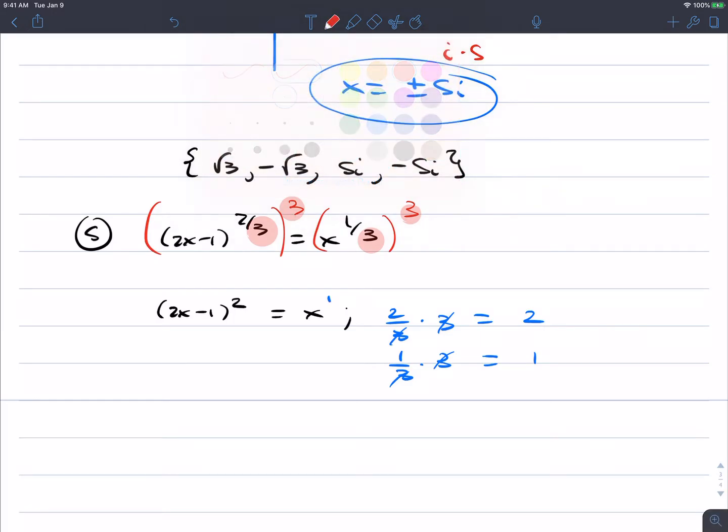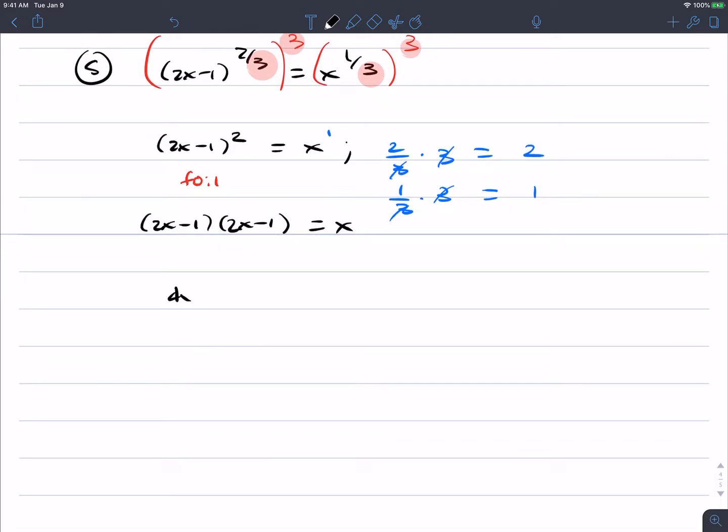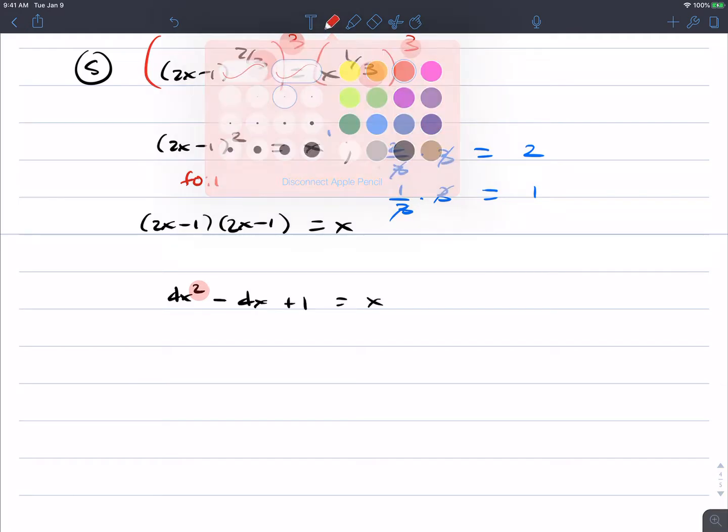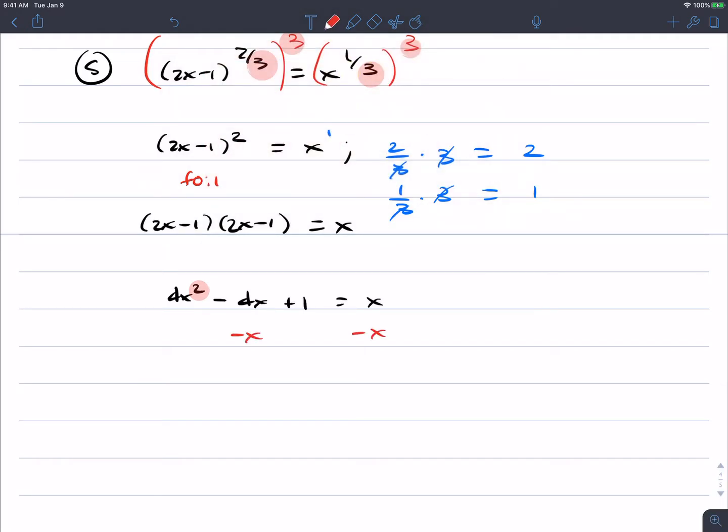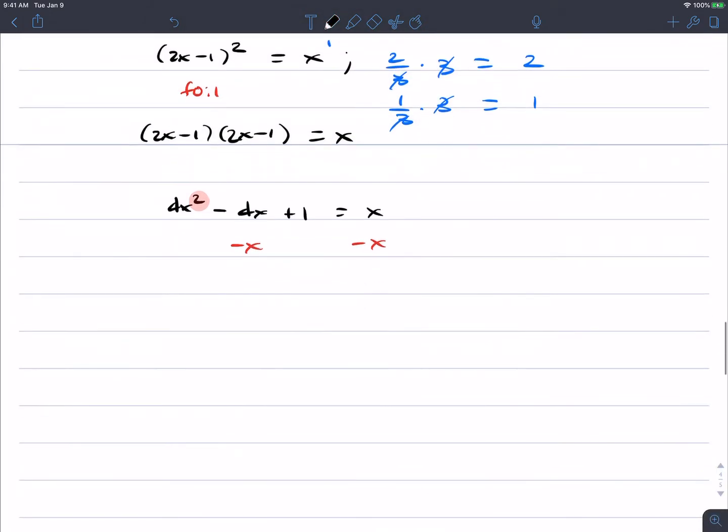So on our left side here, we'll have to use FOIL. Because what you have is (2x - 1)(2x - 1), and that equals x. So by FOIL we get 4x^2 - 4x + 1 = x. This is a nice quadratic equation, which means if we're going to solve it, we have to have it equal to 0. And you end up here with 4x^2 - 5x + 1 = 0.